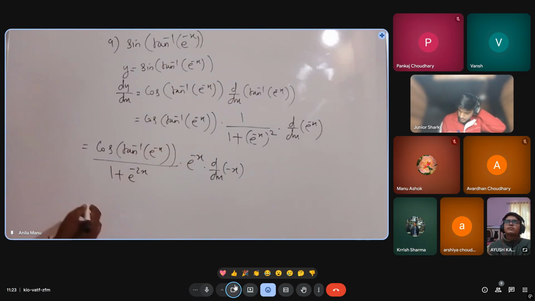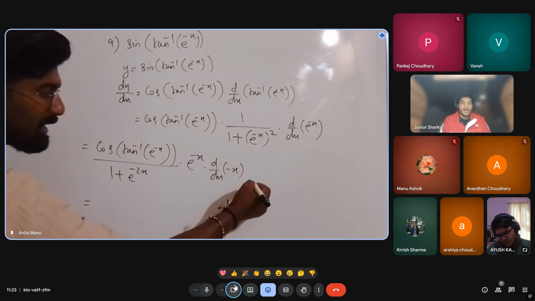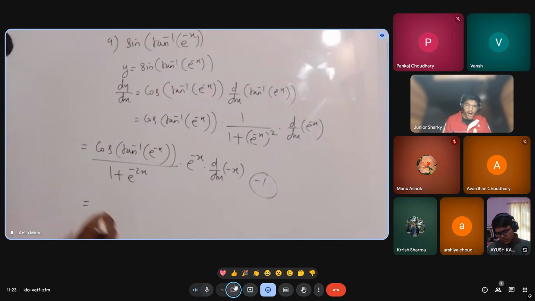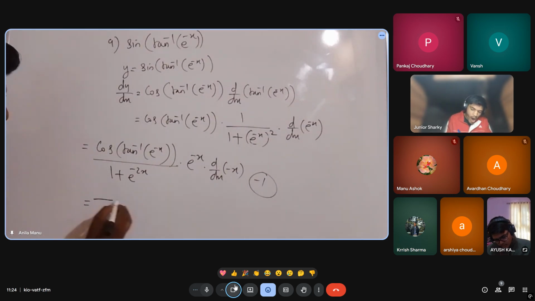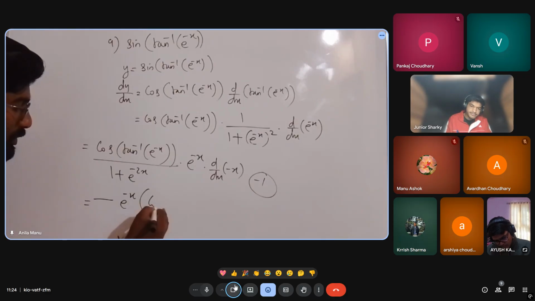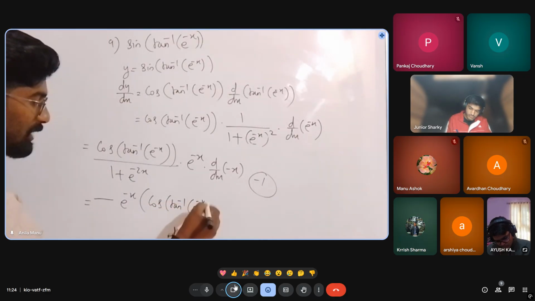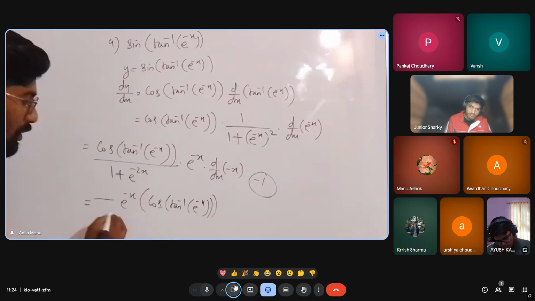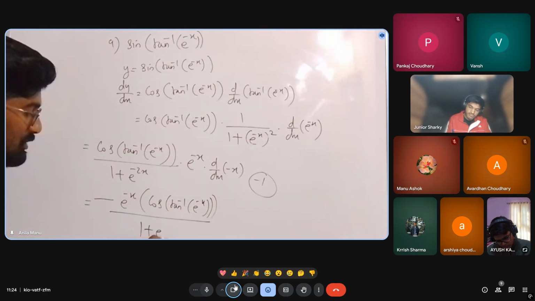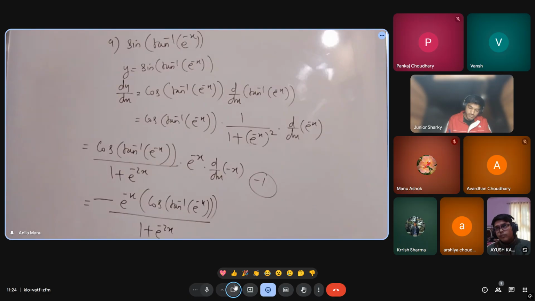So the final answer you will get here: the derivative of minus x is minus 1, right? So minus of this, I am writing second: e raised to minus x into cos of tan inverse of e raised to minus x, all divided by 1 plus e raised to minus 2x.